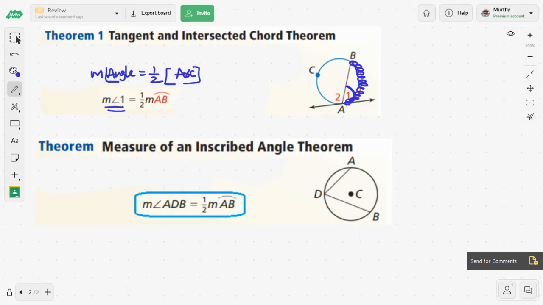And the next one is if you take the measure of angle ADB, that means this part. This is the measure of the angle formed, which equals half the measure of arc AB. So these two seem to be a little similar, right? Now let's take the other theorems too.